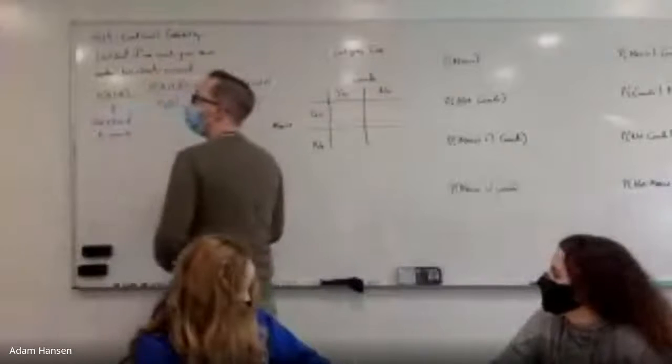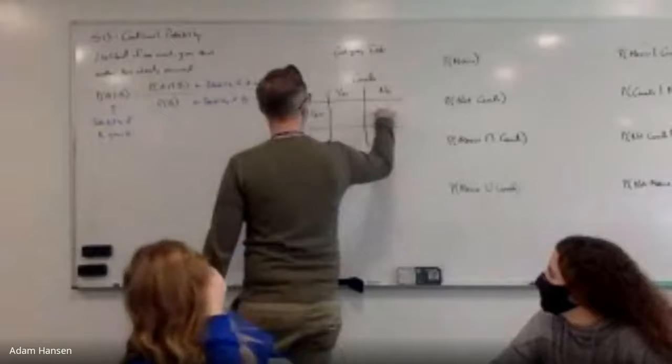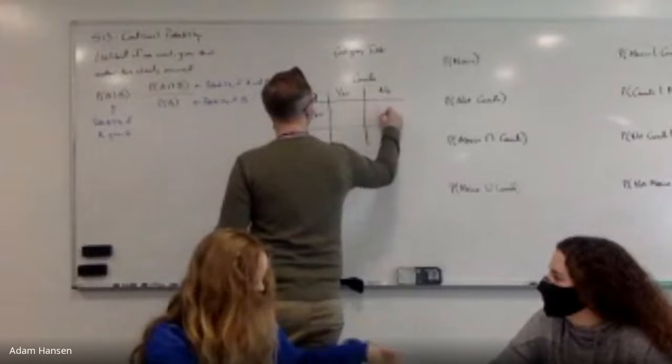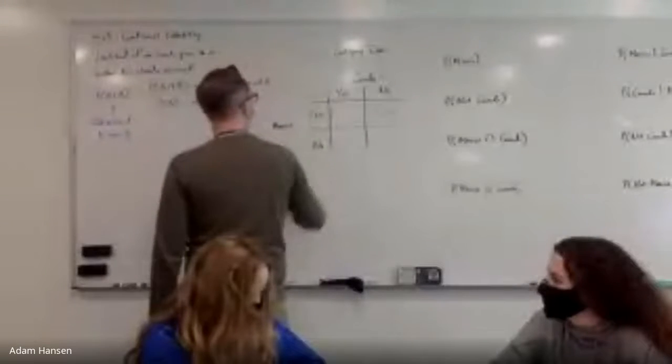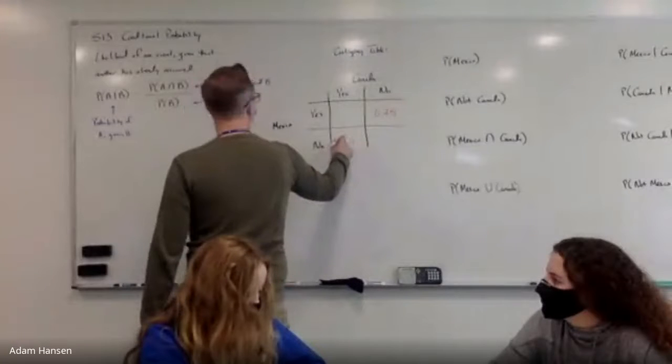Overseas. So been to Mexico but not Canada. So Mexico but not Canada would be in green, 25%. Been to Canada but not Mexico. Canada but not Mexico is in orange.